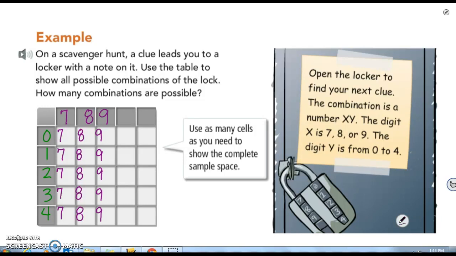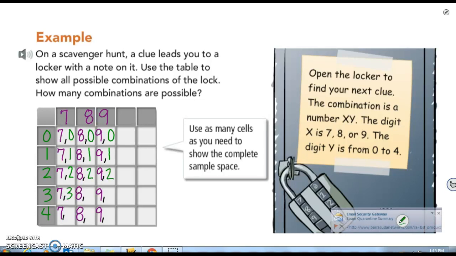The next numbers within our set come from the Y number. So we're going to apply our green numbers next in our table. So we could have 7, 0, 8, 0, 9, 0, 7, 1, 8, 1, 9, 1, 7, 2, 8, 2, 9, 2, 7, 3, 8, 3, 9, 3, 7, 4, 8, 4, 9, 4. So this completes our table showing the possible combinations. As you can see, we have 15 possible combinations.